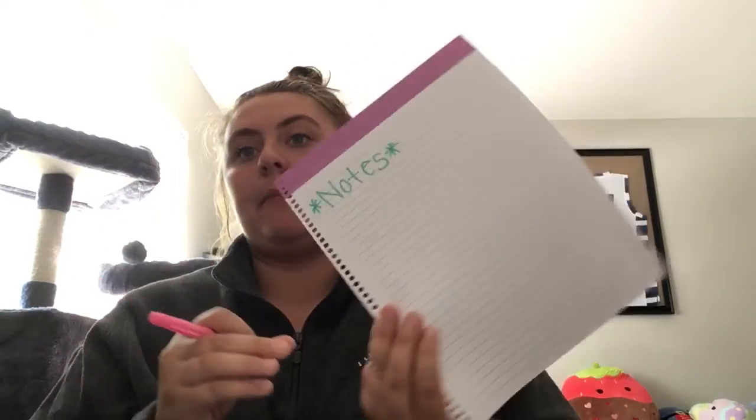So I'm going to start by modeling this process. So the first part is think. I'm going to give myself a minute, and I'm going to think, what is one character trait of the hare, and why is that my choice? I'm going to use my pen and my notes paper, and I'm going to jot down some notes.